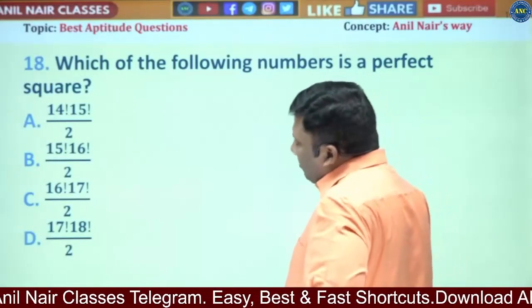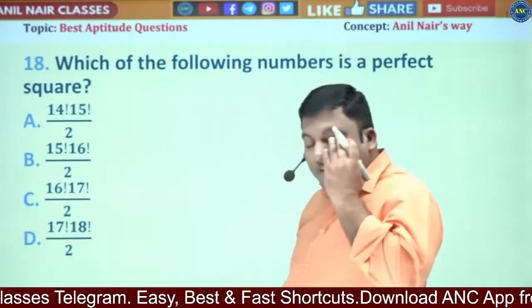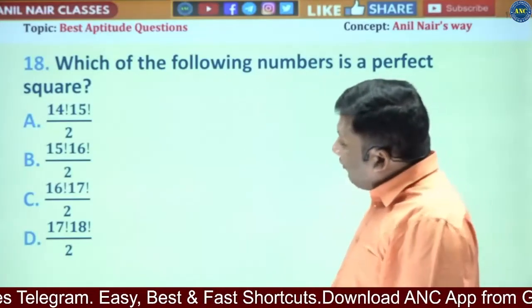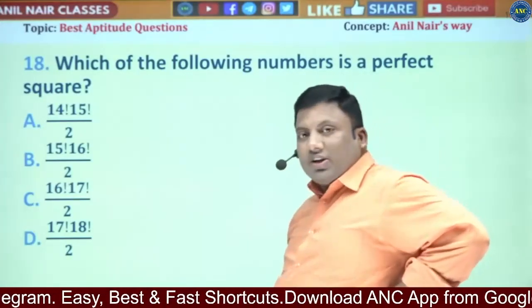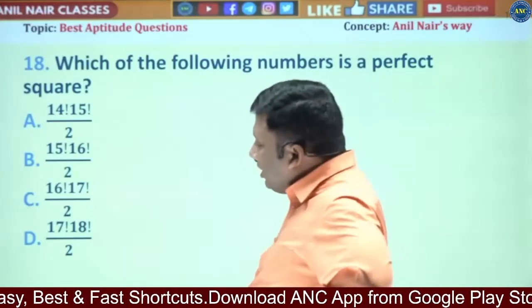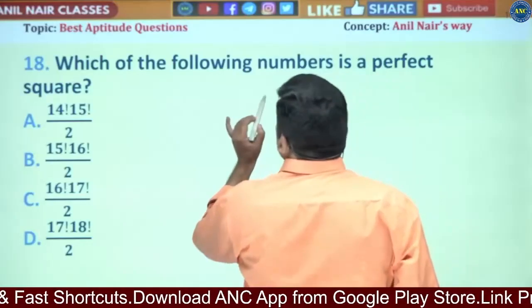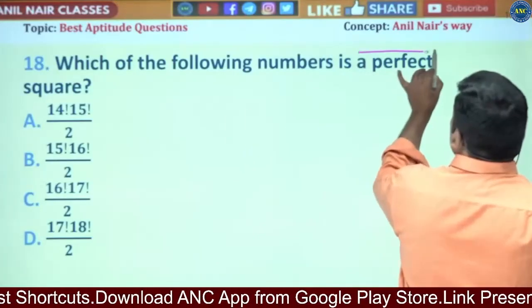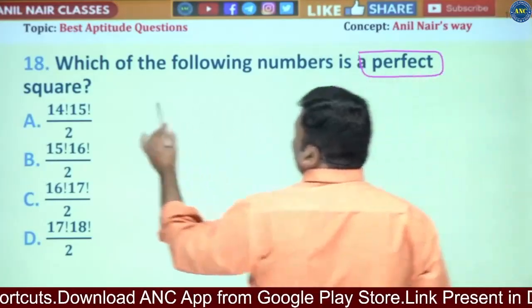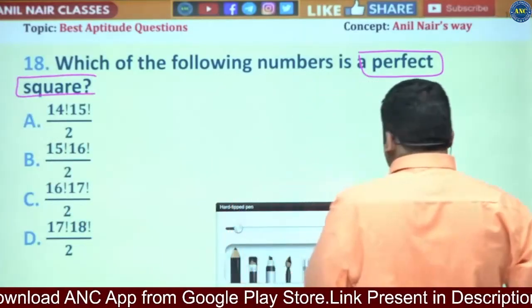Now if you see, options are 14 factorial into 15 factorial by 2, 15 factorial into 16 factorial by 2, 16 factorial into 17 factorial by 2, 17 factorial into 18 factorial by 2. Now first thing, what is the keyword in this question? Which of the following is a perfect square?